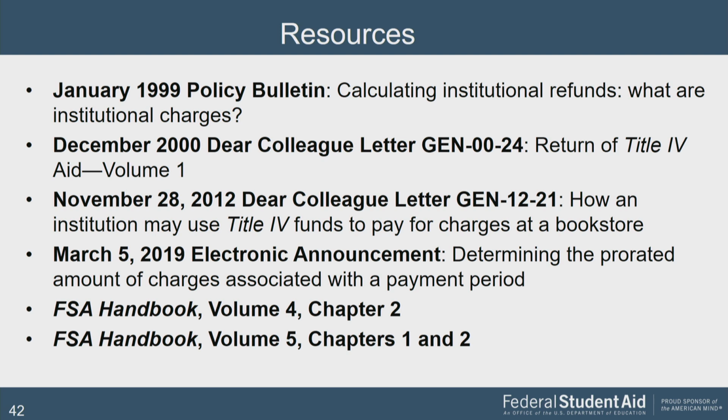We have a December 2000 Dear Colleague letter, GEN-00-24, on R2T4. We've got a November 28, 2012 Dear Colleague letter, GEN-12-21, on using Title IV funds to pay for charges at a bookstore. And our most recent guidance would be our March 5th, 2019 electronic announcement, on which a lot of this is based, which provided more latitude to institutions than perhaps would be inferred from reading the regulations. So you definitely want to take a look at that March 5th, 2019 guidance. And we also give you the applicable handbook citations for that as well.